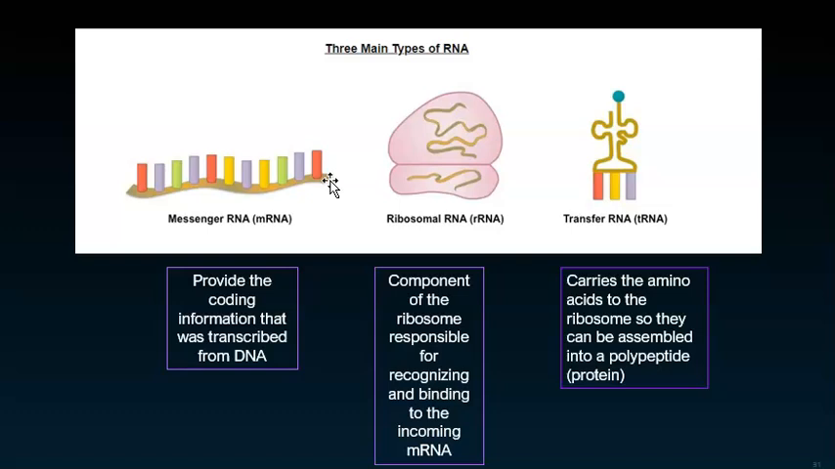Our rRNA is ribosomal RNA, and it is the component of the ribosome responsible for recognizing and binding to the incoming mRNA. The mRNA will come in, and because ribosomal RNA is there, we recognize a spot to bind to. Then we have our transfer RNA. These are the ones that are carrying our amino acids to the ribosome so that they can be assembled into a polypeptide chain. You remember that all the transfer RNA line up together so that eventually there are so many amino acids lined up that they're able to bind to each other and create a polypeptide.